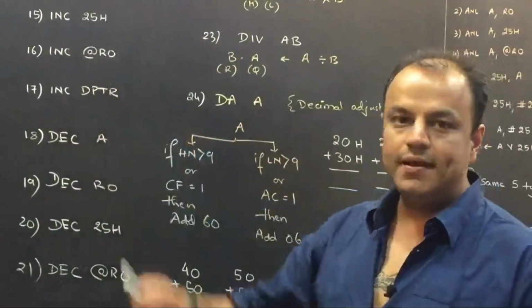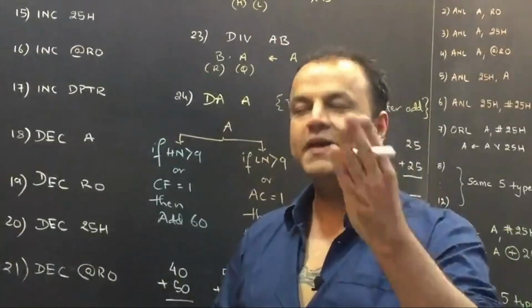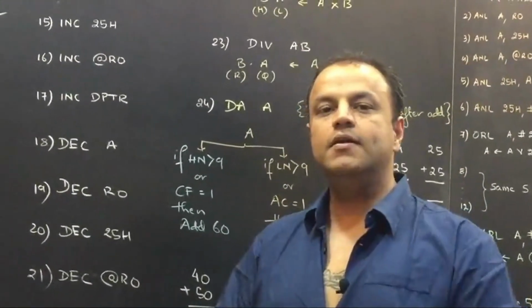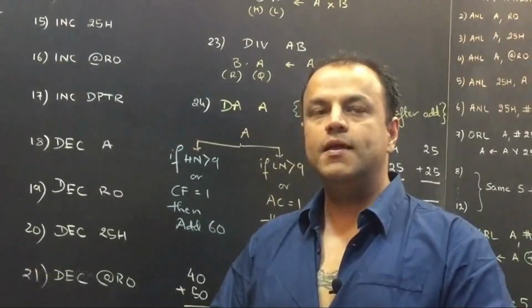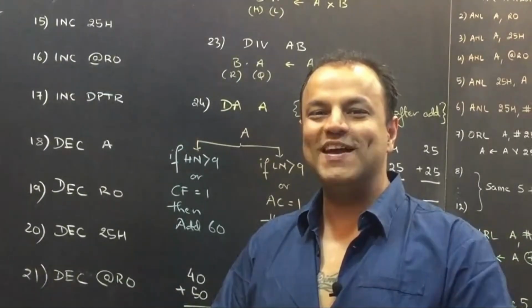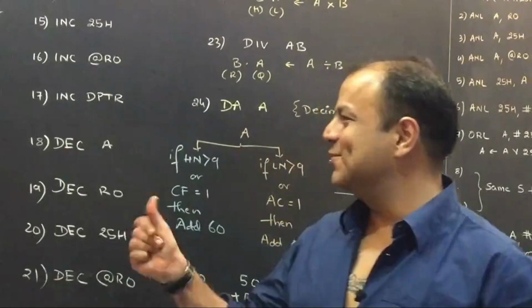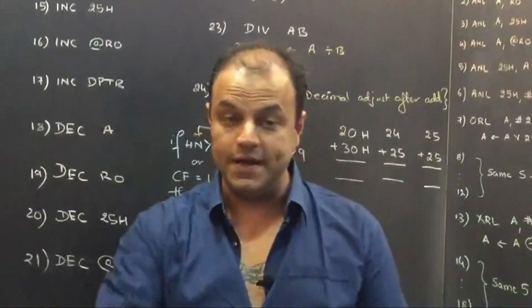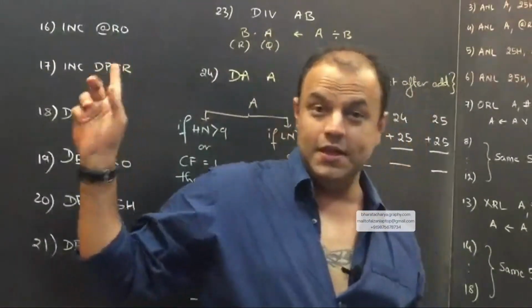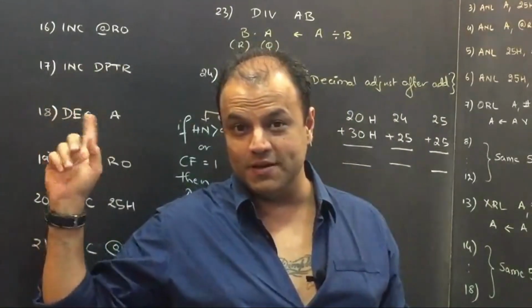Similarly, increment @R0. Please answer this by yourself. Say it. Don't feel shy. Come on, say it. Increment @R0. Increment the contents of the location pointed by R0. Good. And increment DPTR. Interesting instruction. Increment DPTR. It's a 16-bit increment.